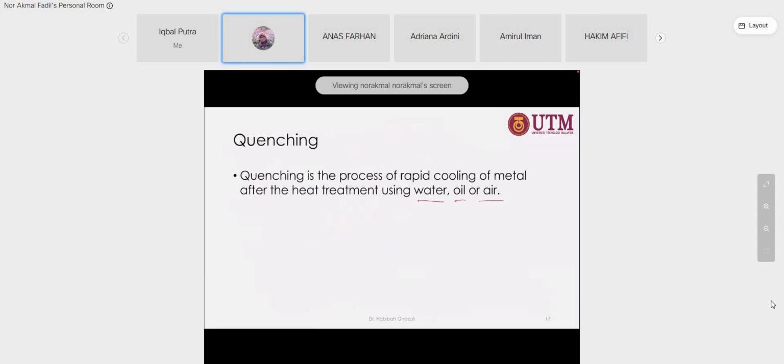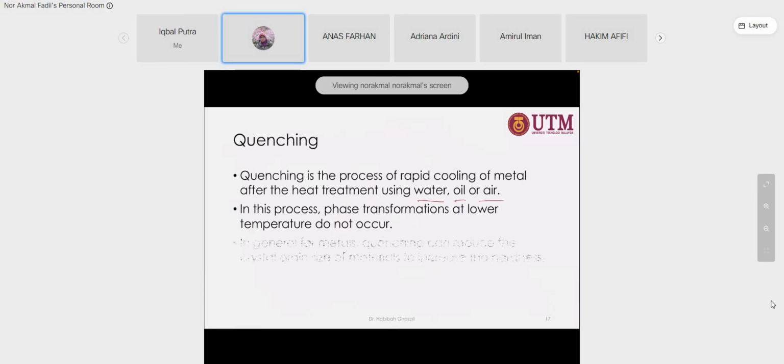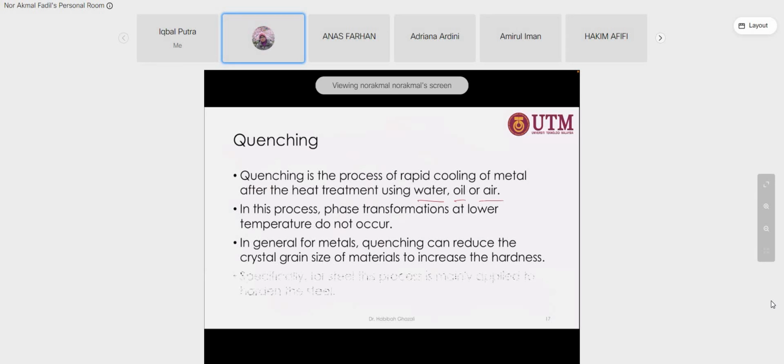Quenching is a process of rapid cooling of materials after the heat treatment using a medium, which is water, oil, or air. In this process, phase transformation at lower temperature does not occur. In general, for metal, quenching can reduce the crystal grain size of the material, and it is purposely to increase the hardness. Especially for steel, this process is mainly applied to harden the steel.